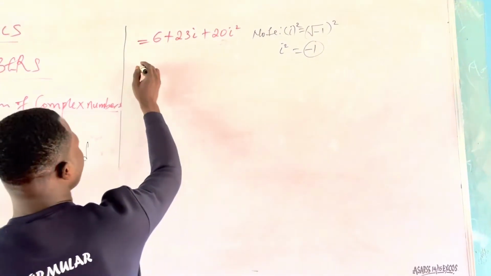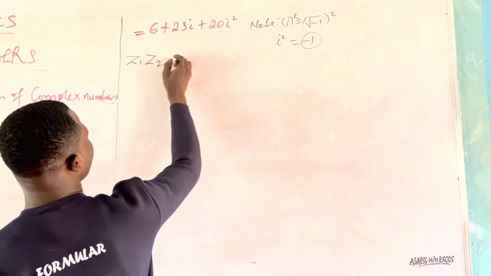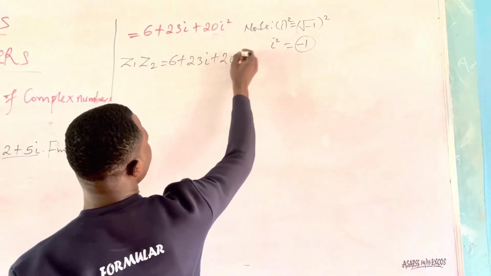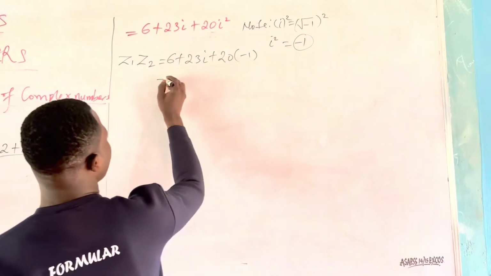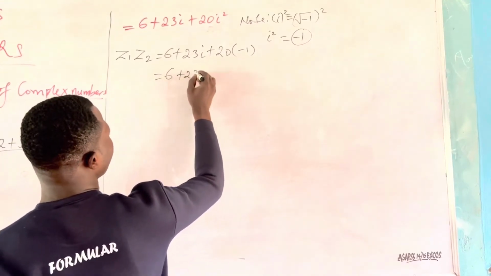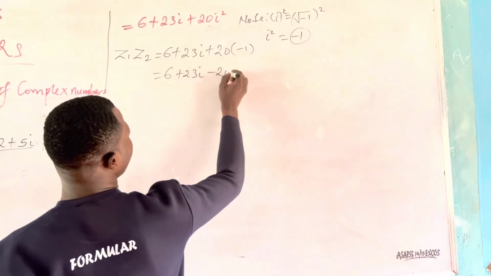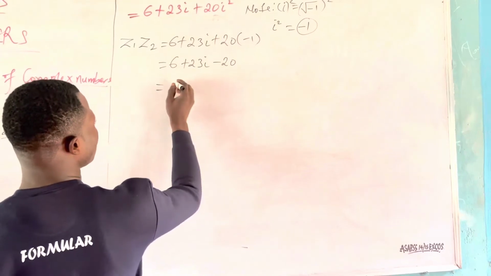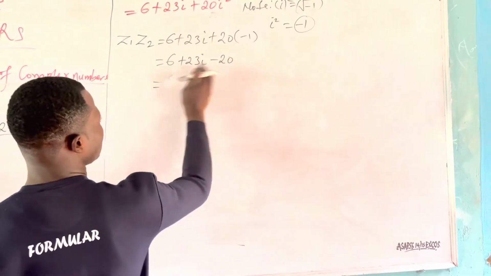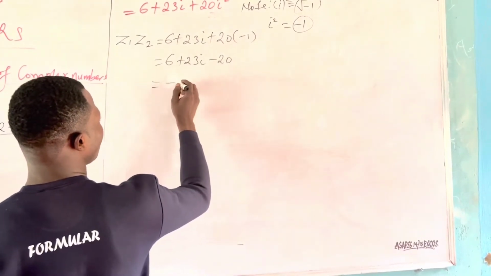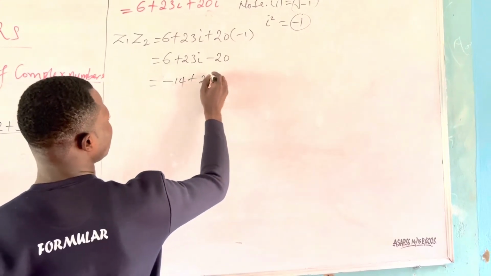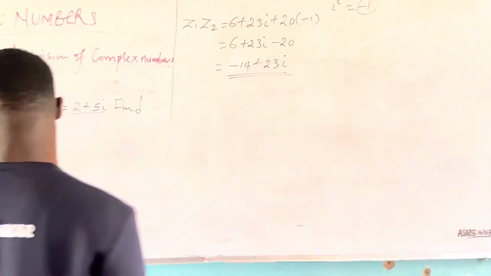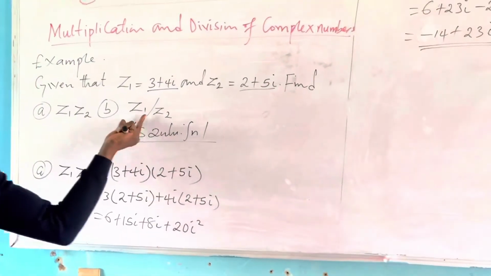So this will give us z1 z2 to be equal to 6 plus 23i, then plus 20 into minus 1. So this will give us 6 plus 23i minus 20. So this and this will turn to real numbers. So we're going to have 6 minus 20, which gives minus 14 plus 23i. So this will be the solution for A. And let's look at the solution for B.